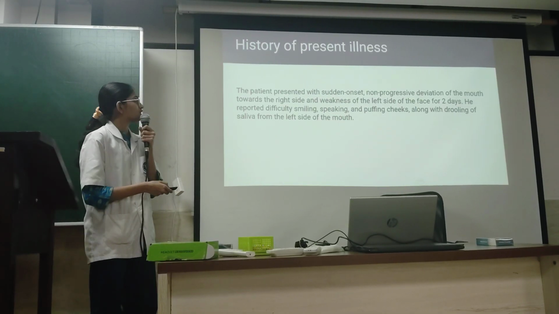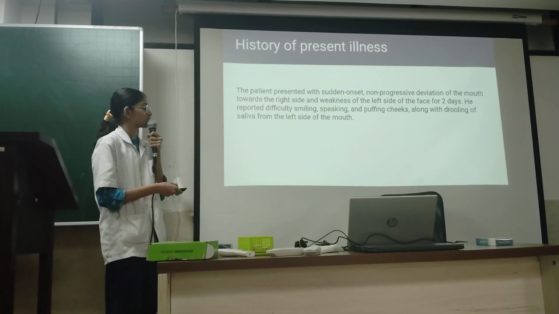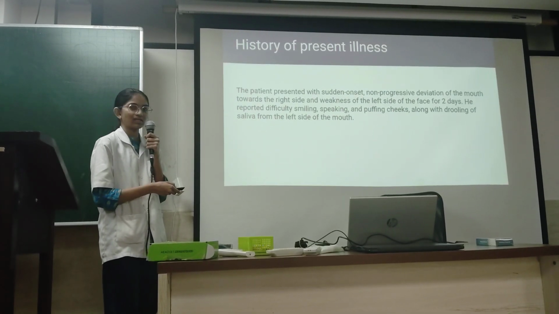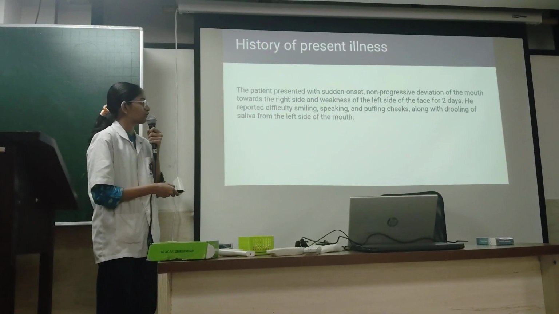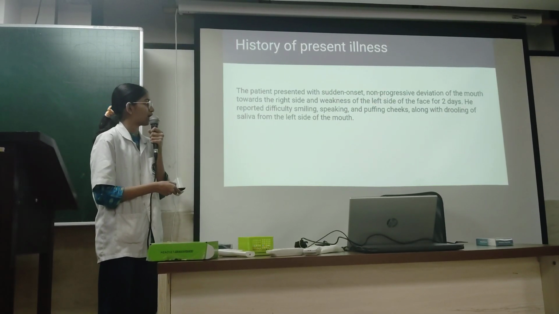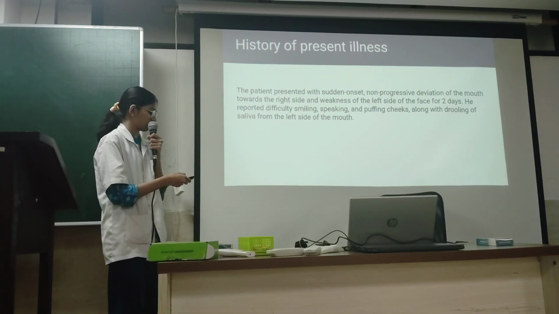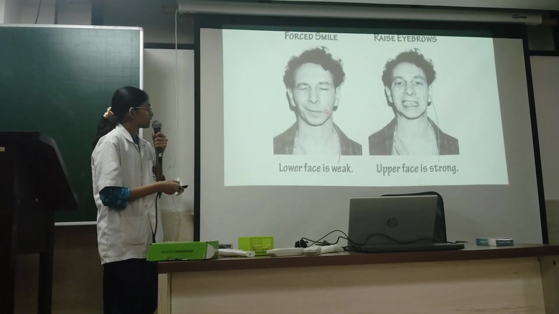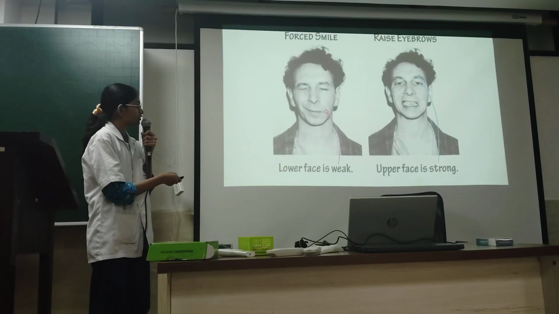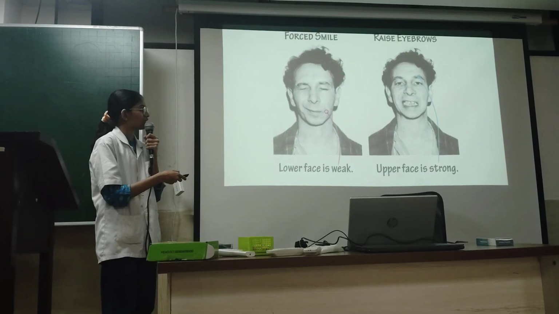On checking the present history, the patient presented with sudden onset and non-progressive deviation of the mouth toward the right side and weakness of the left side of the face for 2 days. He reported difficulty in smiling, speaking, and puffing cheeks, along with drooling of saliva from the left side of the mouth. In this image, we can see that the lower face is weak and deviated to one side, but the upper face is strong and he is able to raise his eyebrows.